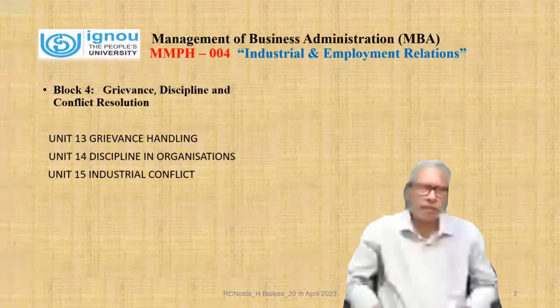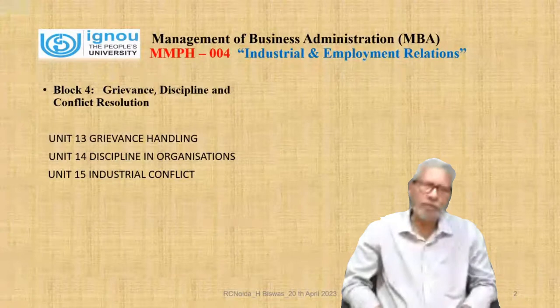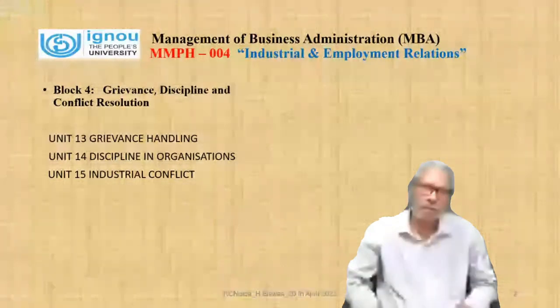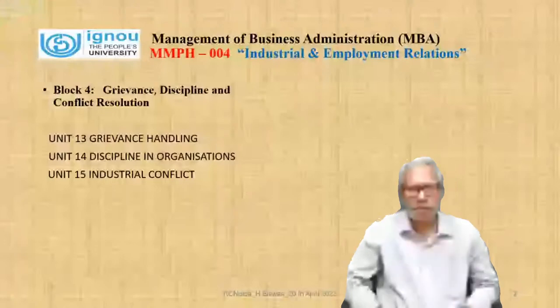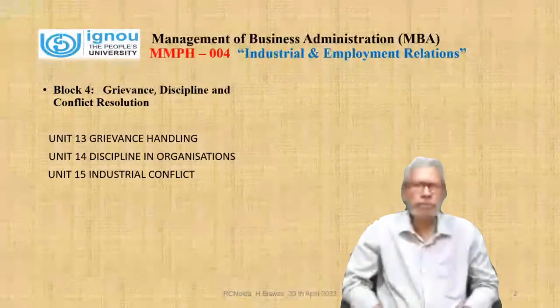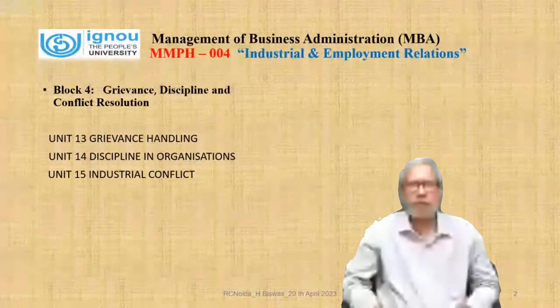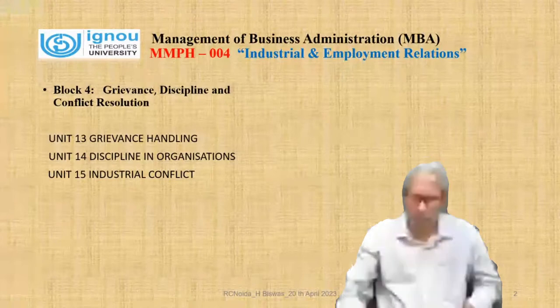The units are unit number 13, 14, and 15. There are 3 units. Unit number 13 is grievance handling: how to handle the grievances. Unit number 14 is discipline in organizations. And unit 15 is industrial conflict. So there are 3 aspects: how to handle the grievances, what type of discipline is required, and why the conflict, the sources of conflict, and how to manage the industrial conflict. That part we have to discuss.